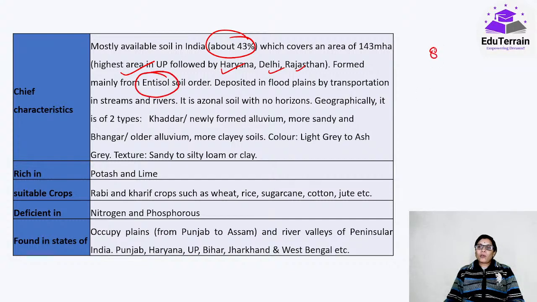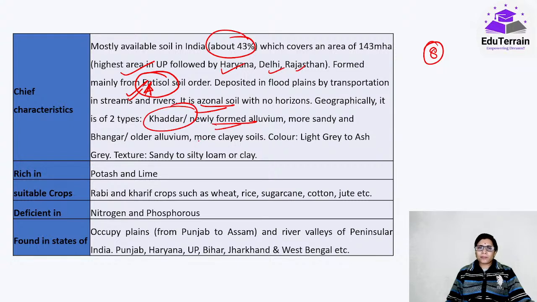When we talk about these 8 types of soils, from whatever order that they are formed or they fall under, that would be very important for your examination. In this case, alluvial soils are formed from the antisol soil order, and it is azonal, and geographically it is of 2 types. Khaddar or newly formed, a very new deposit. Whenever we see new deposits, what is that? It would be a little bit sandy in nature.